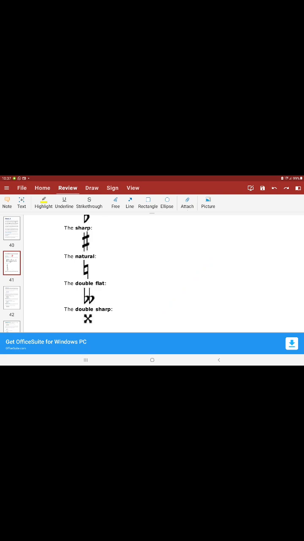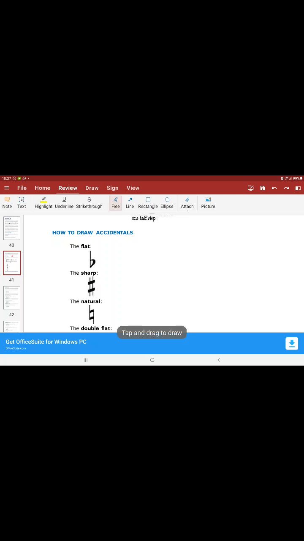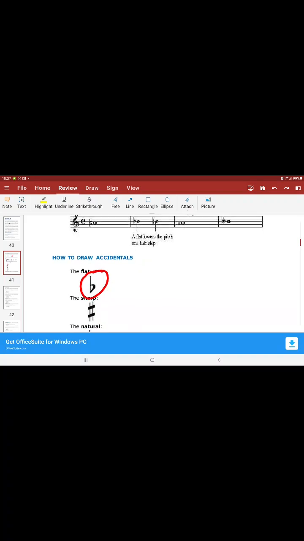So let's review them. This is a flat. You can see that's a flat. And next to that flat, you can see is a sharp.